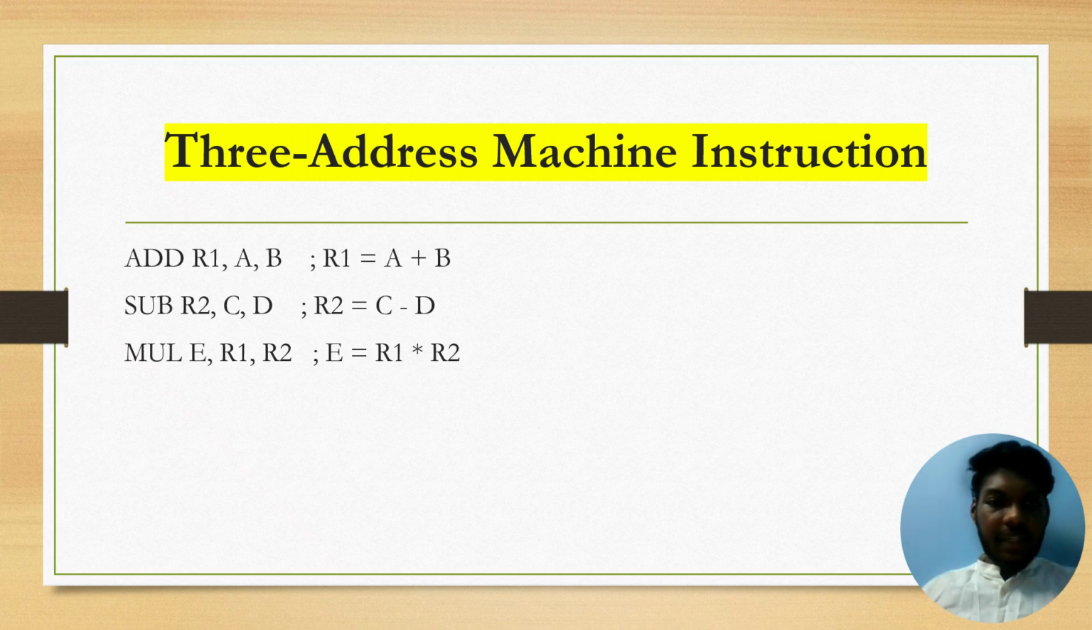Finally, let's examine a streamlined approach to executing the expression A plus B times C minus D using a modern, efficient, register-based instruction set. This method simplifies the process into just 3 instructions, which is 3 address machine instruction. First, add R1 A B. First, we calculate A plus B and store the result in R1, a register used for intermediate computations. Next is sub R2 C D. We compute C minus D and store the result in R2.